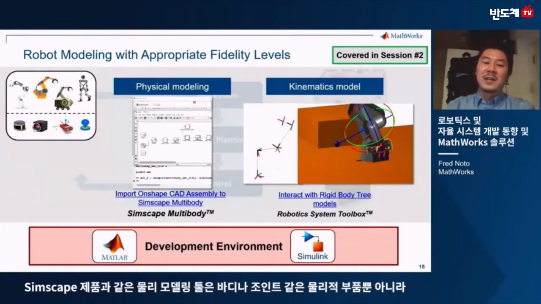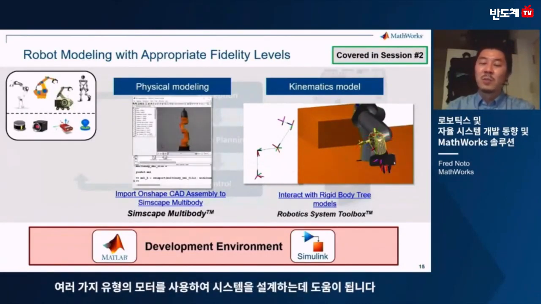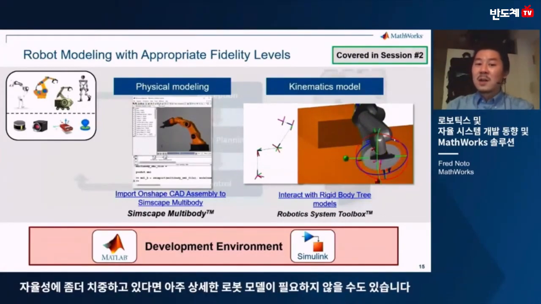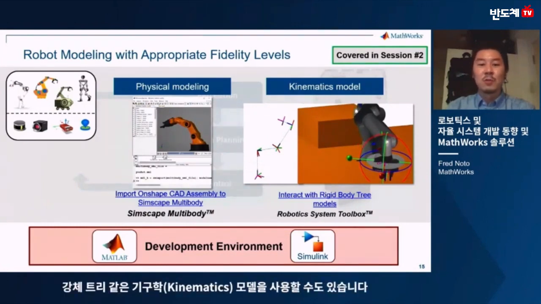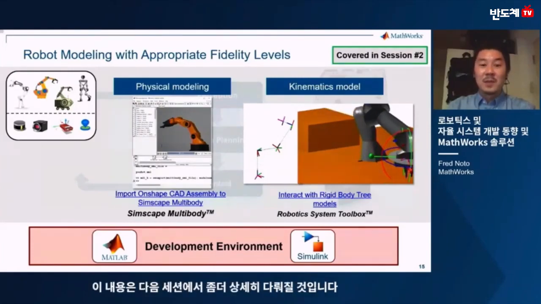Physical modeling tools such as Simscape products help to design your systems using physical components such as bodies and joints, as well as various motor types. You can even import from CAD files to accelerate this process. If you're focused more on autonomy, you may not need an extremely detailed robot model. You can use kinematics models such as rigid body trees through the Robotics System Toolbox. These models allow for faster setup and performance while you focus on developing autonomous algorithms. This topic will be covered in more detail in the next section today.